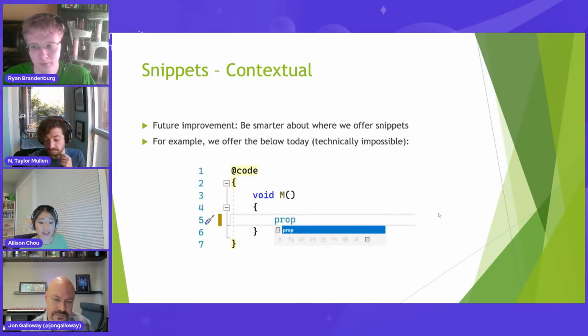A future improvement that hasn't yet been implemented, but that we're looking at potentially doing, is being smarter about where we offer snippets. So for example, we offer the prop snippet today in a method, which technically isn't valid.